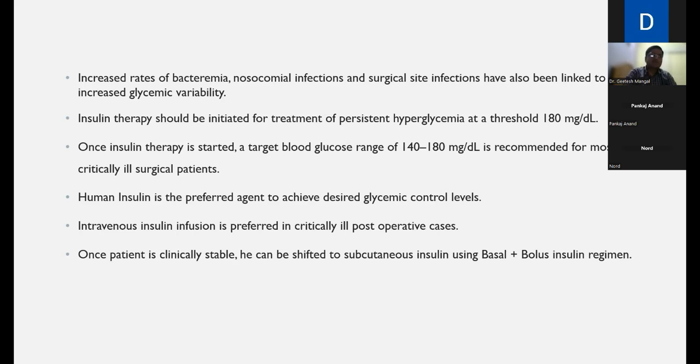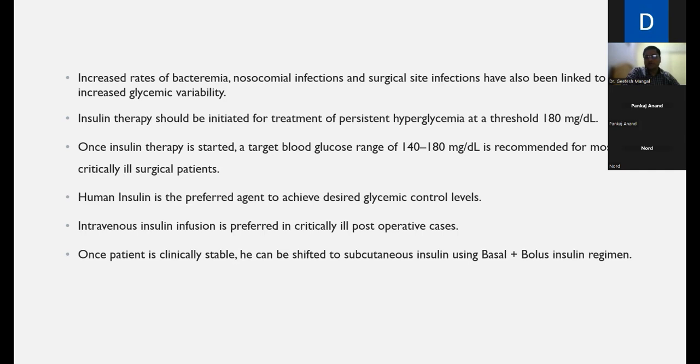There are a lot of studies which have compared strict control, that is 90 to 120 or 140, with usual control, that is 120 to 180 or 140 to 180. And there are different recommendations from different societies. But the most common recommendation is to keep the blood sugar targets at 140 to 180 milligram per deciliter. Once the patient is clinically stable, he can be shifted to subcutaneous insulin.